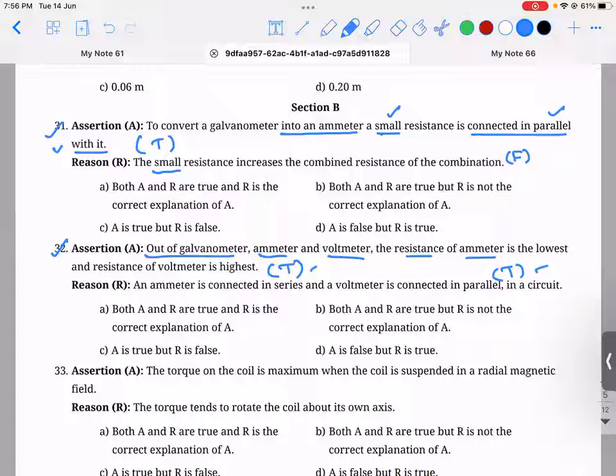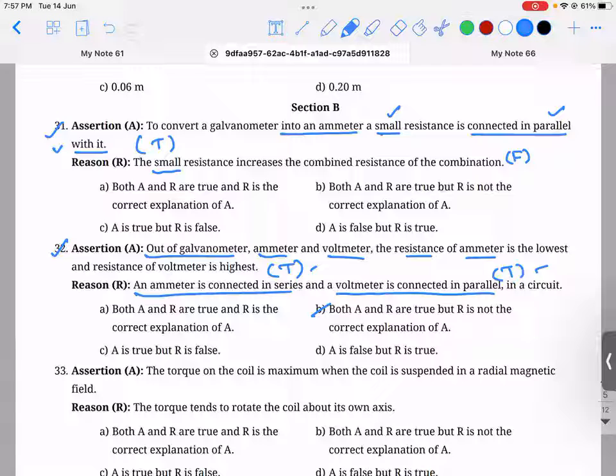Now is the reason the right explanation for the assertion? Yes, sir. This is slightly ambiguous. There can be different contradictions taking place. According to me, both A and R are true, but R is not a correct explanation. I'll tell you the reason why. An ammeter is connected in series only to ensure that the current in series is the same. And a voltmeter is connected in parallel because in parallel, voltage is the same.